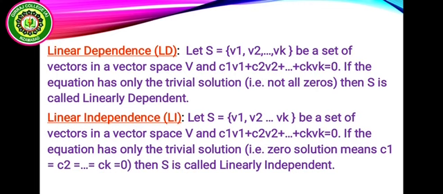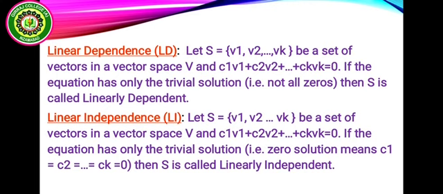Definition: let S equal to v1, v2, so on vk be a set of vectors in vector space V, and c1 v1 plus c2 v2 plus so on plus ck vk equal to 0. If the equation has a solution where not all scalars are zeros, then S is called linear dependent. Now linear independent: let S equal to v1, v2, so on vk be a set of vectors in vector space V, and c1 v1 plus c2 v2 plus so on plus ck vk equal to 0 bar. If the equation has only the trivial solution, meaning the zero solution, so all scalar values are zeros, then the given vectors are called linear independent vectors.